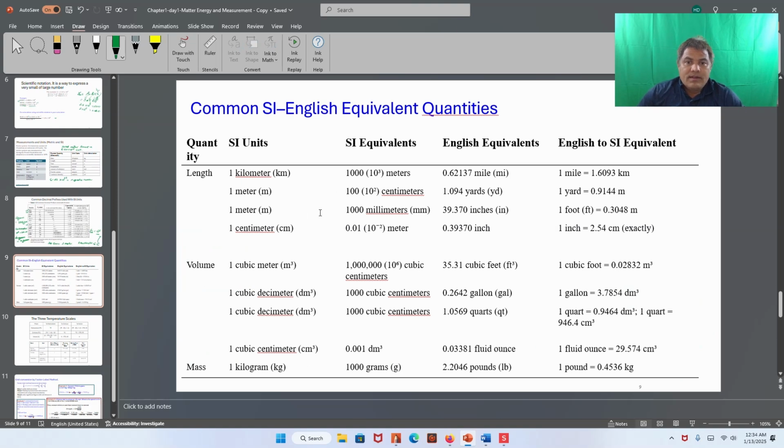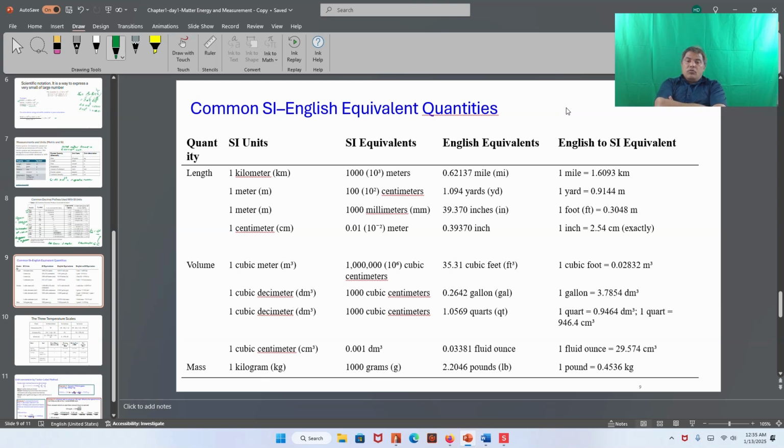Now let's see some English equivalents. You have mile, yard, and pound, like that. For length, 1 kilometer means 10 to the power 3 meter, which is 0.62137 mile. And 1 mile means 1.6093 kilometer.